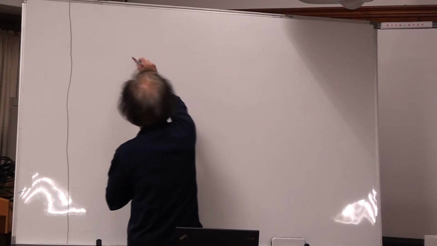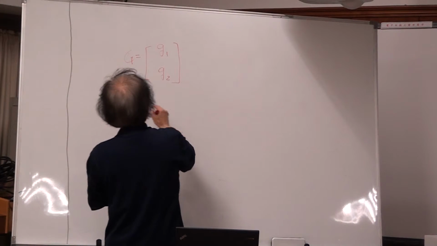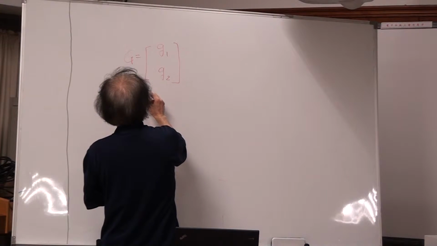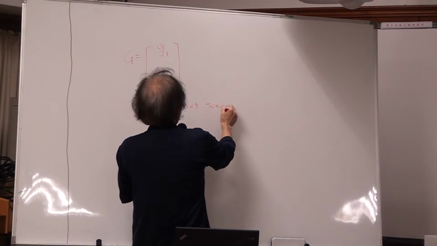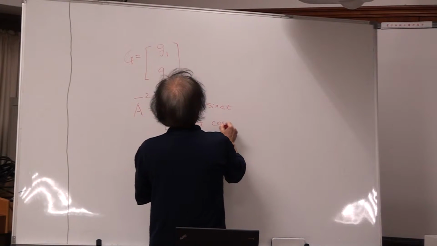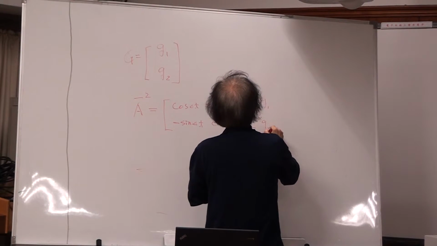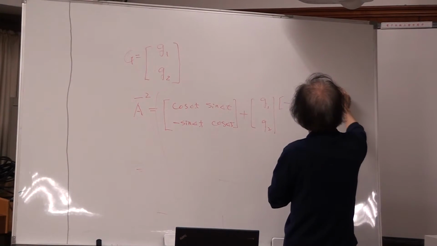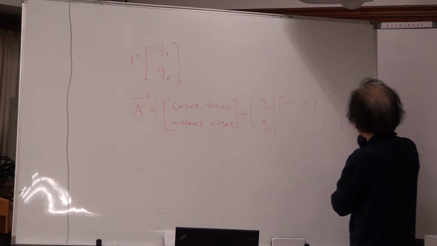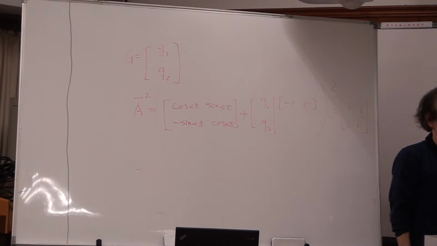For this problem, I can say G equal to G1 and G2. And then I say, okay, my A bar square equal to that A, which is cosine theta t, sine theta t, minus sine theta t, cosine theta t, plus G equal to G1, G2, and what is C? C is that minus 1 and 0. And I want this square equal to 0, 0, 0, 0. And I can solve G1 and G2 this way. Right? Problem? No?